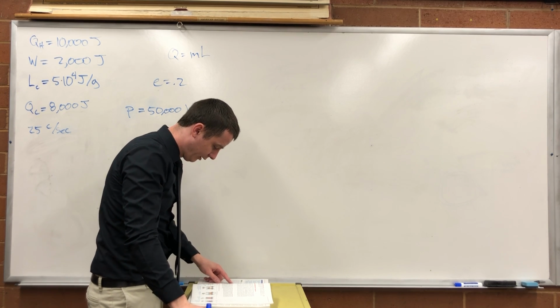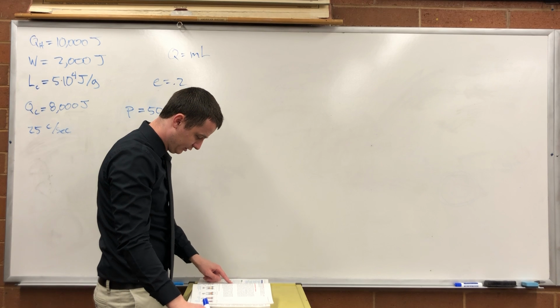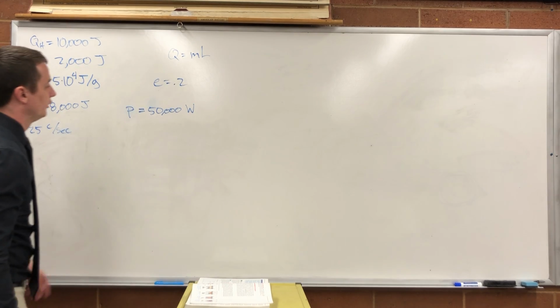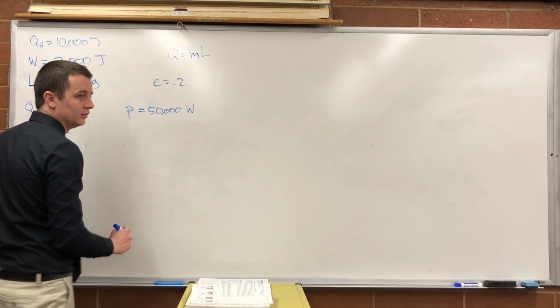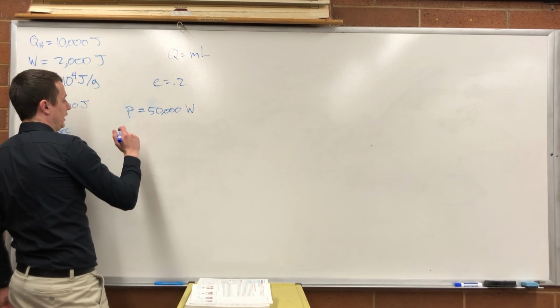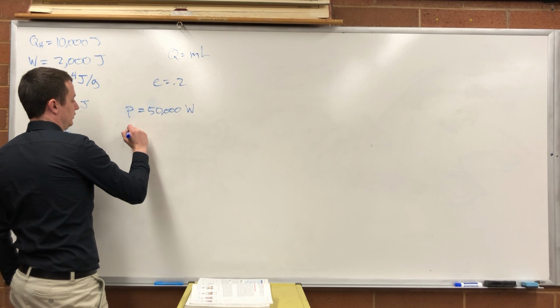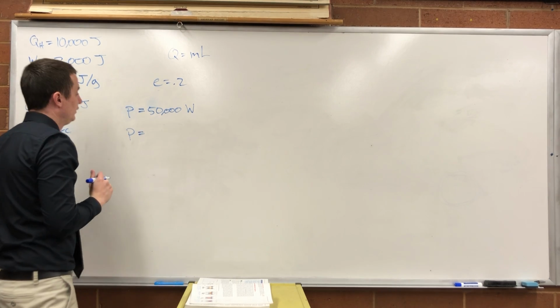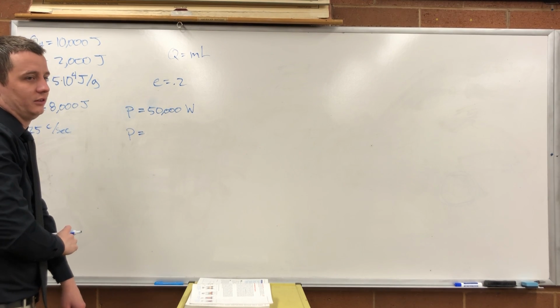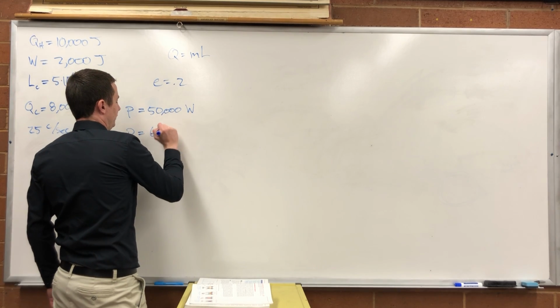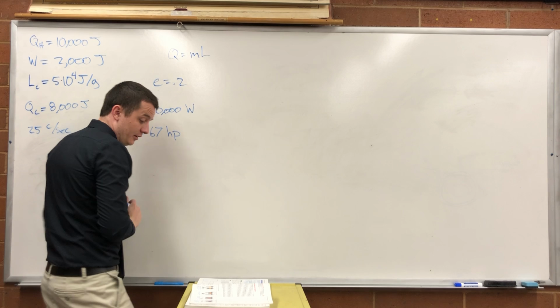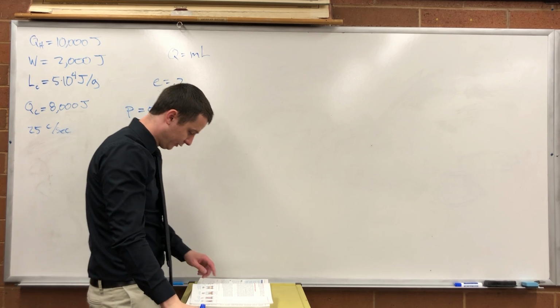What is that in horsepower? Just convert to horsepower. 746 watts in 1 horsepower. Want to have a calculator? 50,000 divided by 746. 67. So 67 horsepower. So talk about a 67 horsepower truck.